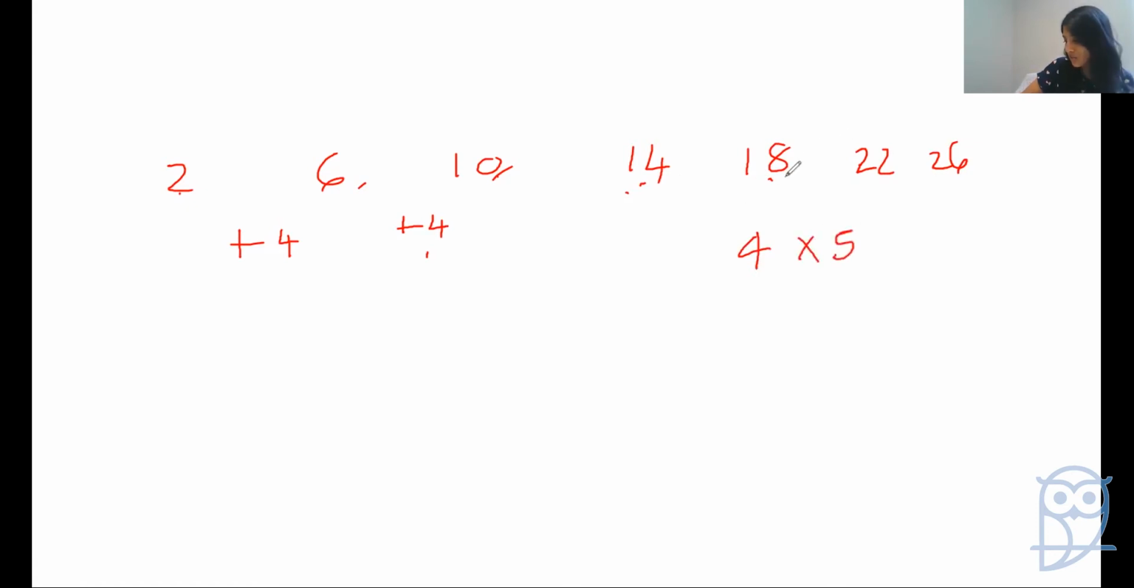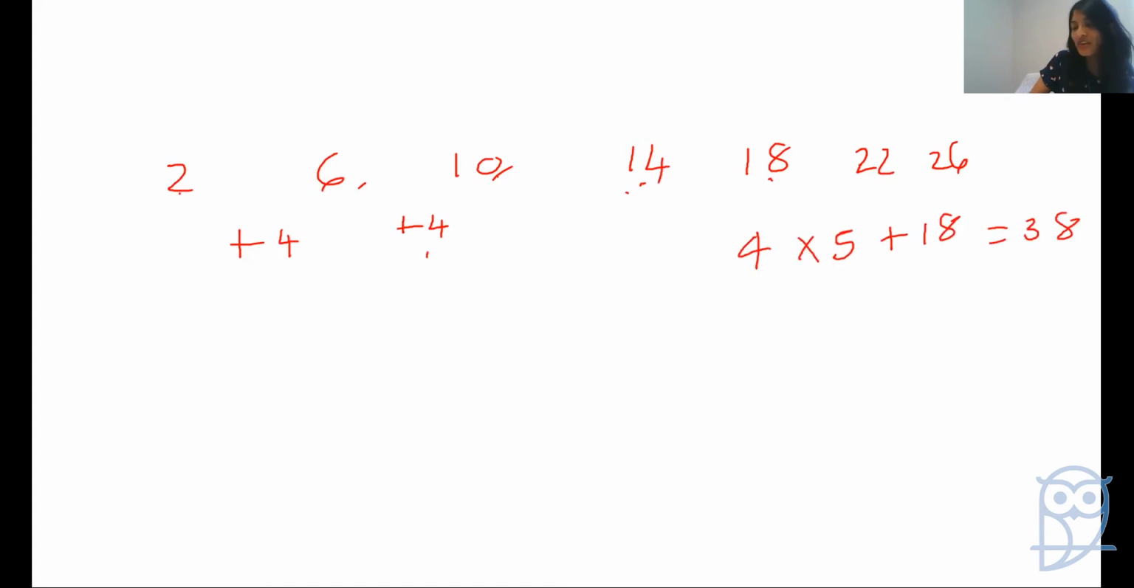And the first term on this is 18. So we add the 18. So we say 4 times 5 is 20 plus 18 is equal to 38. So our 10th term on the sequence pattern will be 38. Okay?